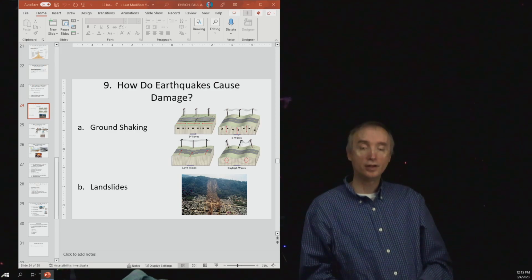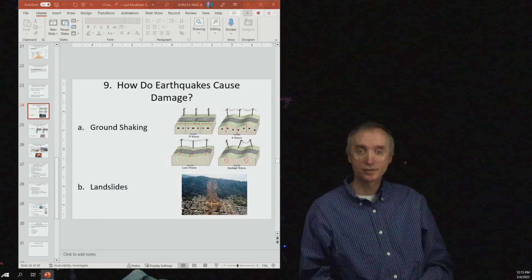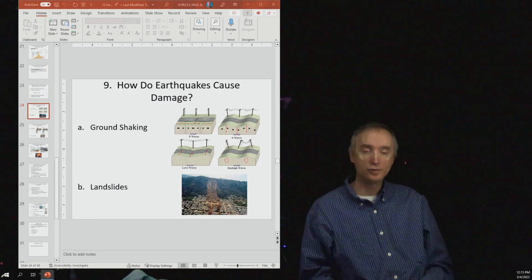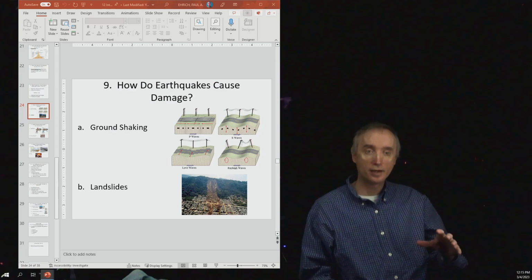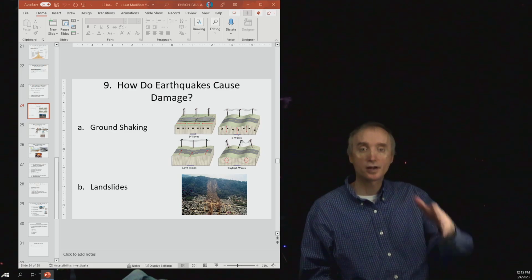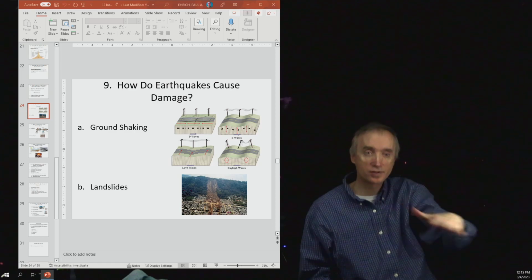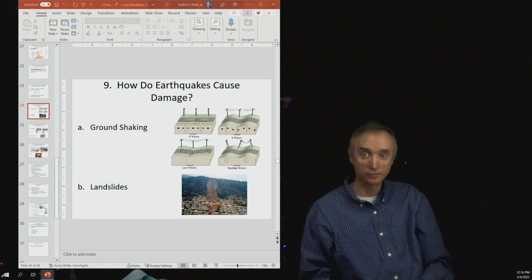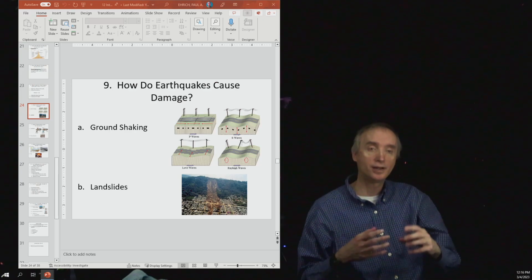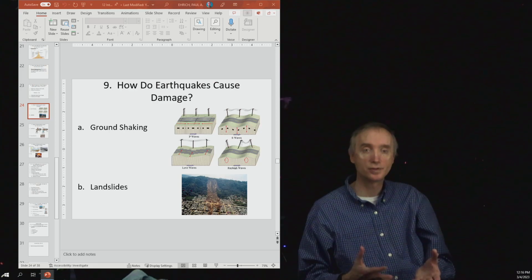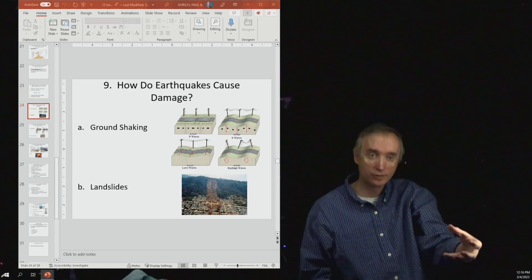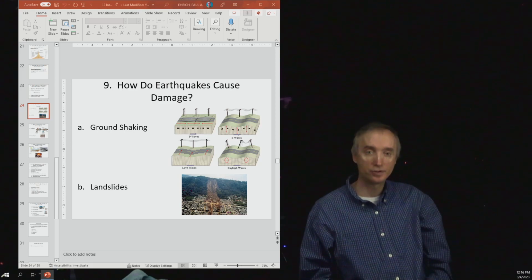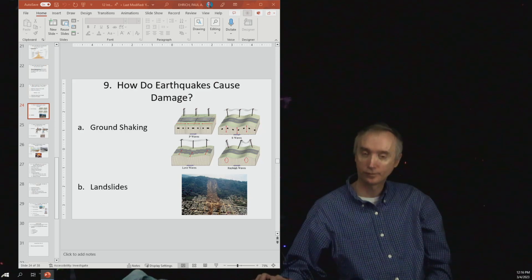Okay, another thing it could do is cause a landslide. In this picture here, you can see where there used to be a whole lot of dirt and debris up on top of a mountain, and it just came sliding down onto that neighborhood. So with landslides, the kinetic energy of all of this material falling down the mountainside can do a lot of damage when it hits something.